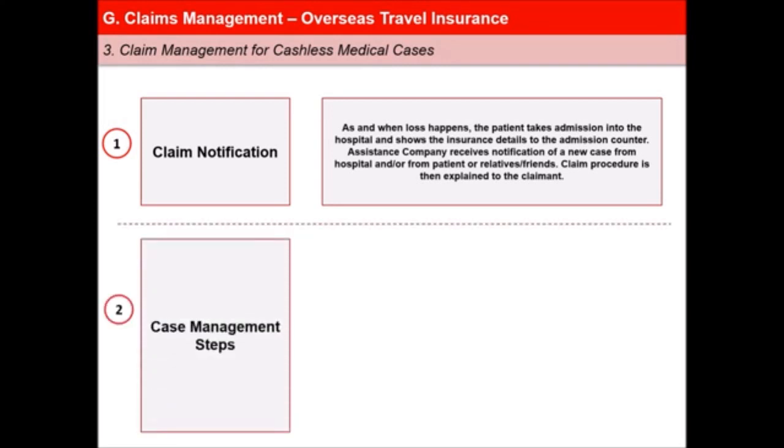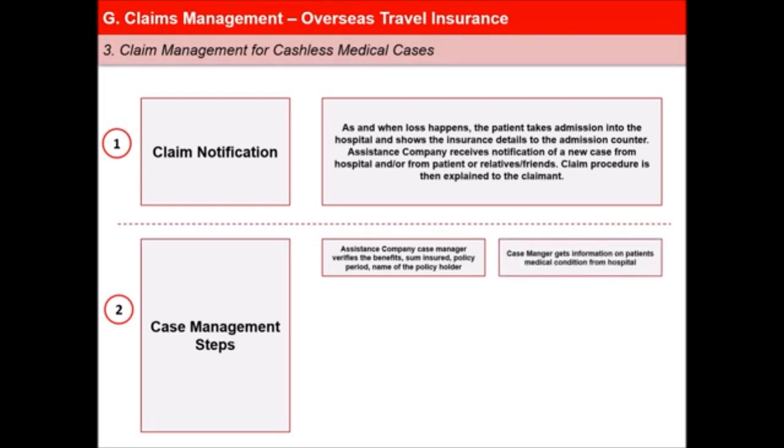Case management steps. These may vary from company to company. Common steps are listed below. First, assistance company case manager verifies the benefits, sum insured, policy period, name of the policyholder. Second, case manager then gets in touch with the hospital to obtain clinical or medical notes for an update on the patient's medical condition, billing information, estimates of cost.